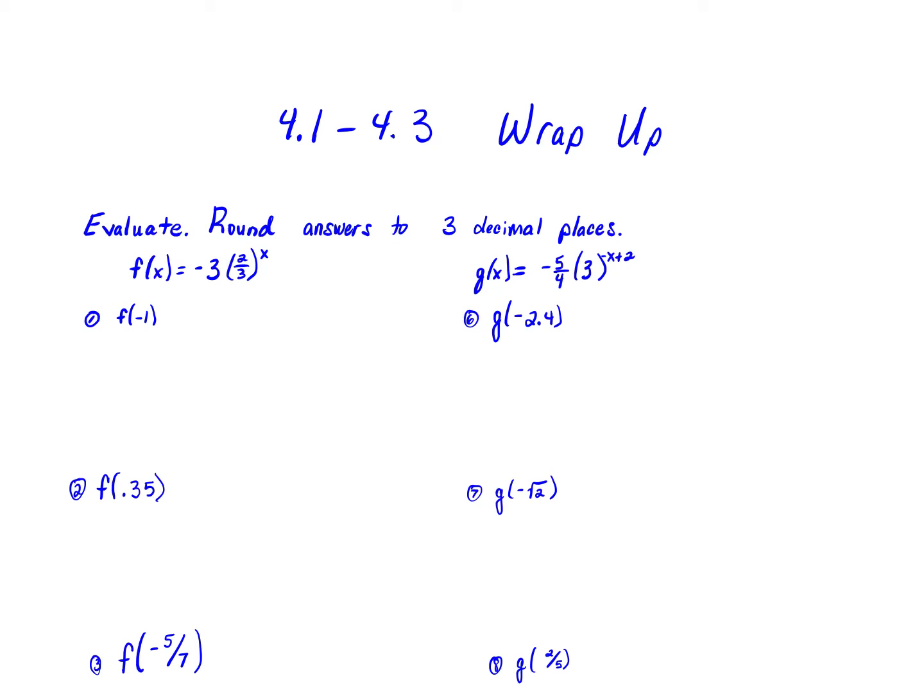Your wrap up and your review for your 1 to 4.3 quiz are the same thing. Okay. The first section we're just evaluating. We're going to use f of x to start with. f of x is going to equal -3 times 2/3 to the power of x.